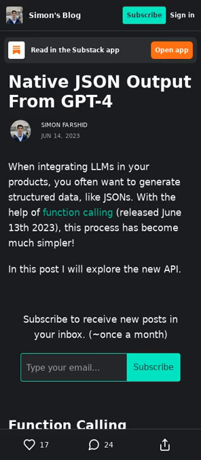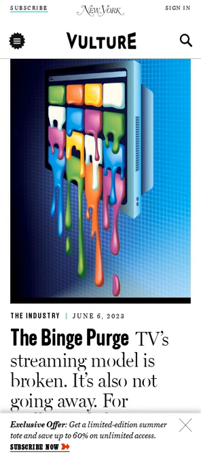A guide on how to use OpenAI's new function calling feature to generate structured data for processing with code. It is clear that the business model dominating Hollywood is deeply broken, but that isn't likely to change anytime soon.